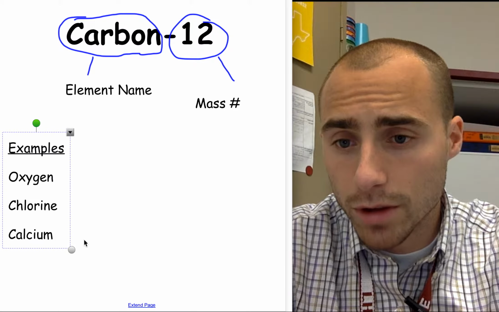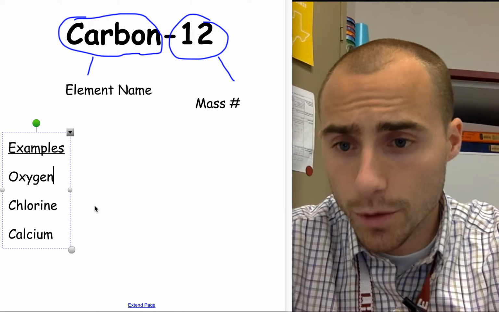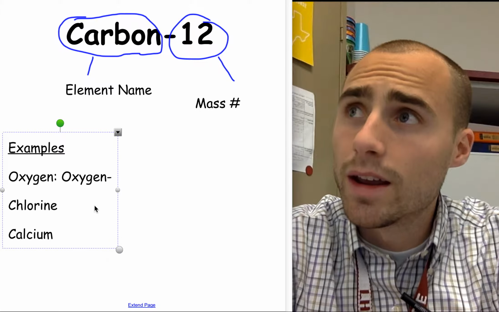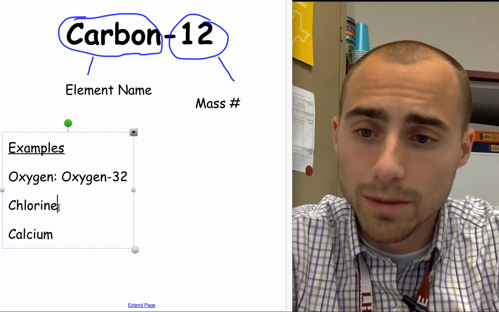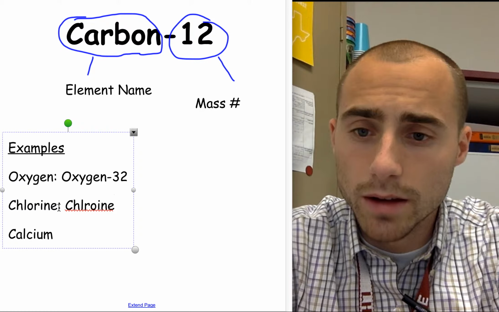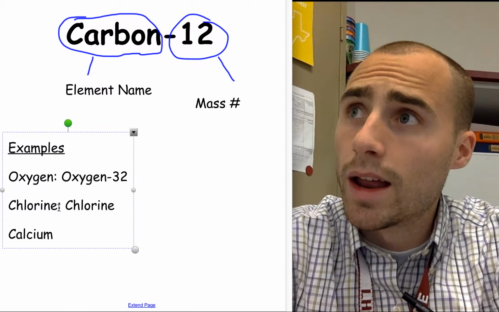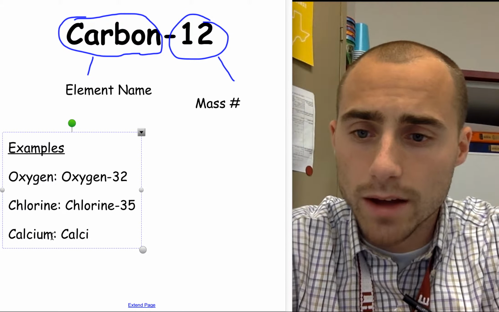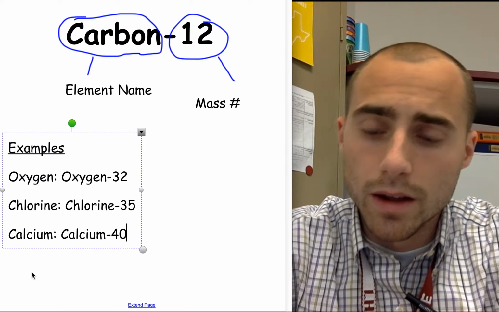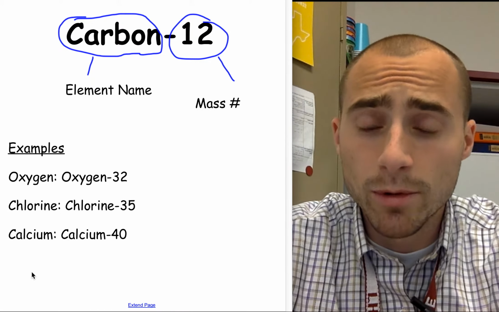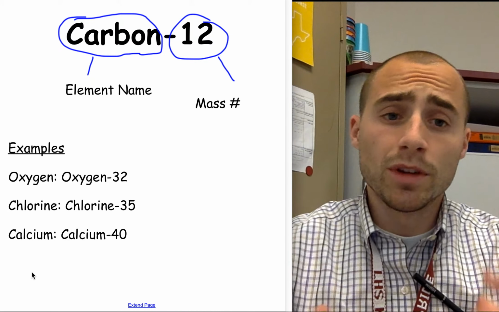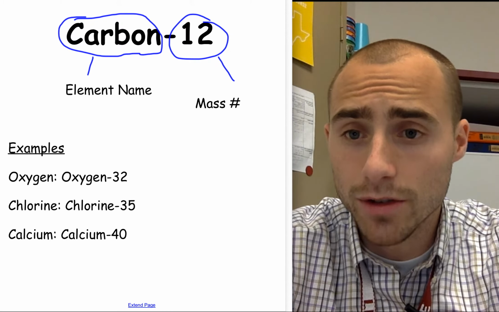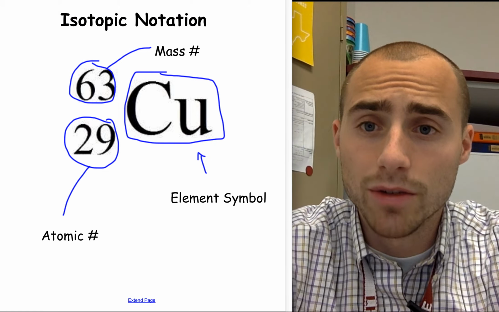Examples down here, we'll go through these relatively quickly. If we were looking at oxygen and the version on the periodic table, mass notation would just be oxygen dash 32, because that's its mass number. Chlorine would be chlorine dash 35, and then calcium would be calcium dash 40. That's all you're doing there, writing the element name and mass number. There are some different problems that can go into these, but those are best learned through practice. This is just a basic introduction to mass notation and isotopic notation.